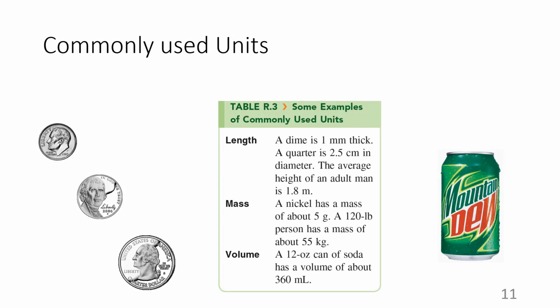Some other common items that we can use to remember the magnitude of these values. A dime is about 1 millimeter thick. So if you're wondering about how big 1 millimeter is, it's the thickness of a dime. A quarter, on average, has a diameter of 2.5 centimeters, which is roughly 1 inch as well. An adult man is about 1.8 meters tall. As I said earlier, the nickel has a mass of 5 grams, and a 12-ounce can of soda is about 360 milliliters.